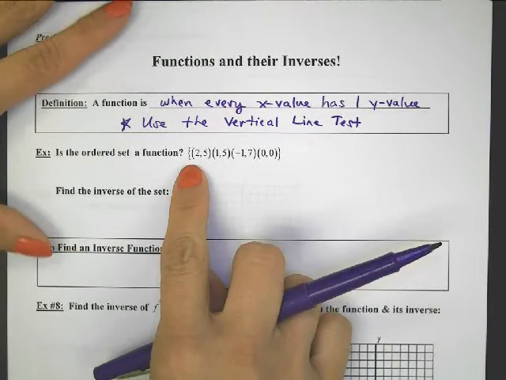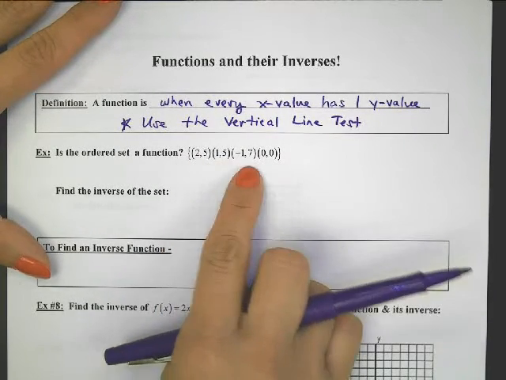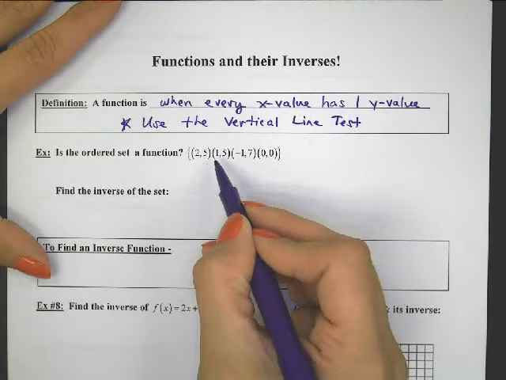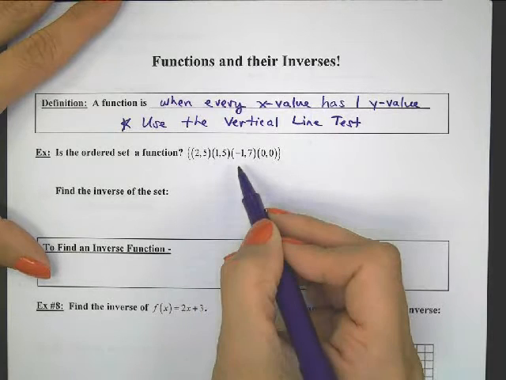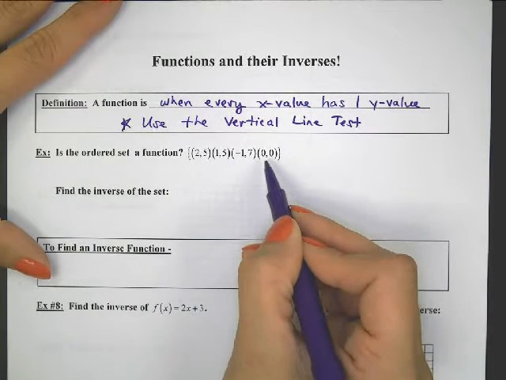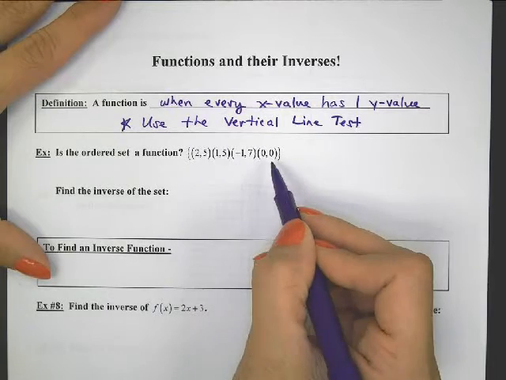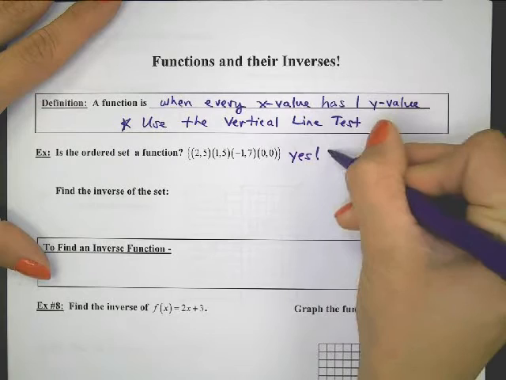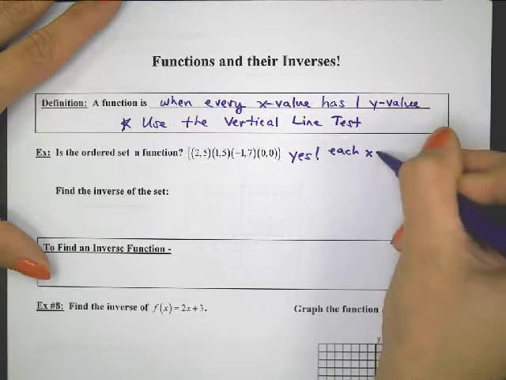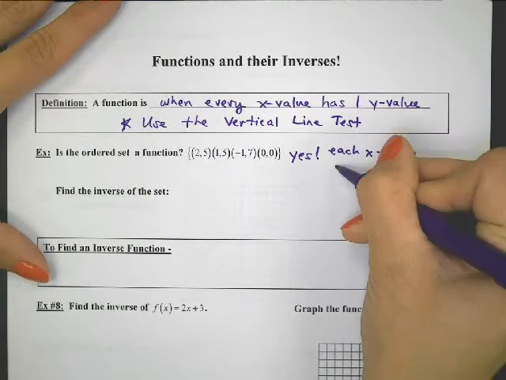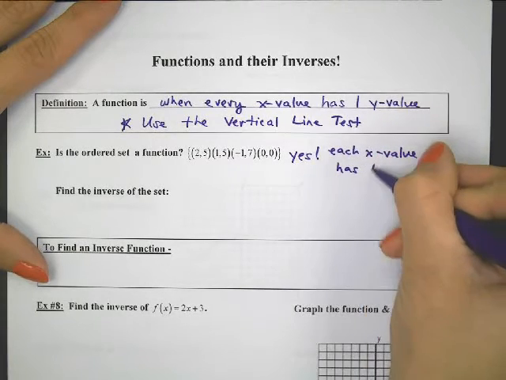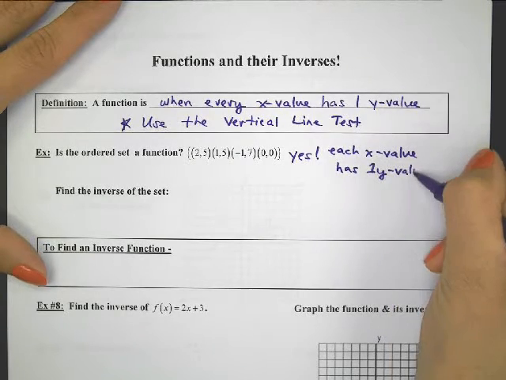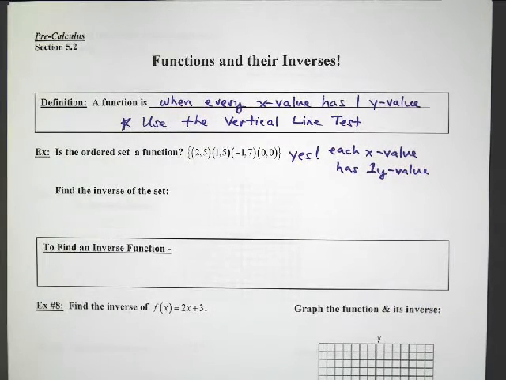Here's an example. Here's an ordered set, different points. Is this a function? So does every x have one y? When I plug in 1, I get a 5. When I plug in -1, I get a 7. It looks like every x has its own y. So the answer to this would be yes. Each x value has one y value. So that would be considered a function.